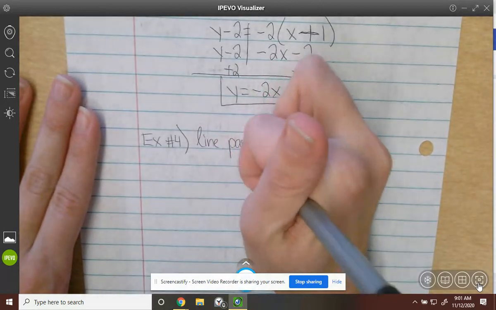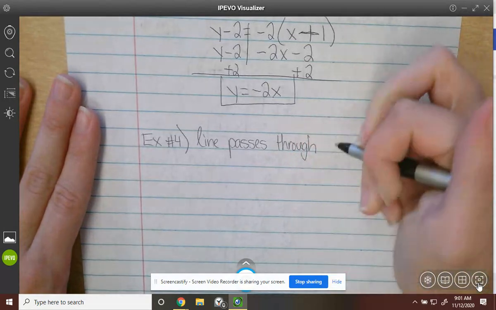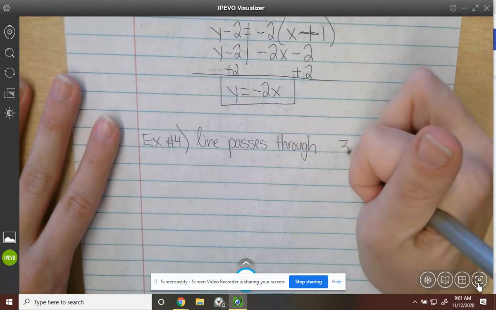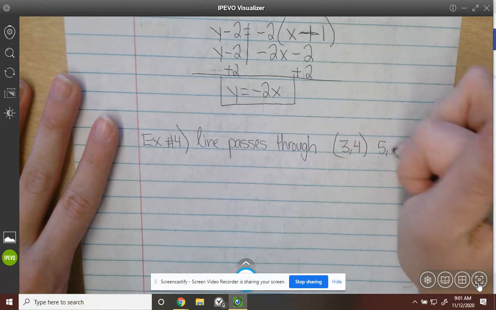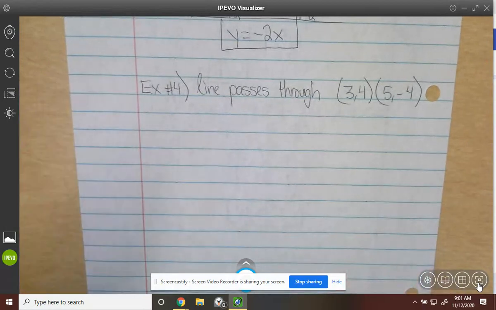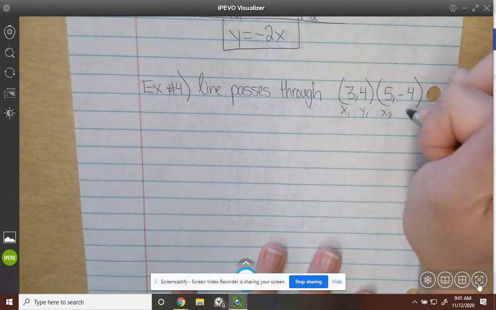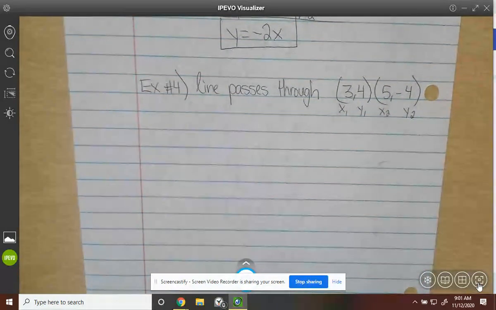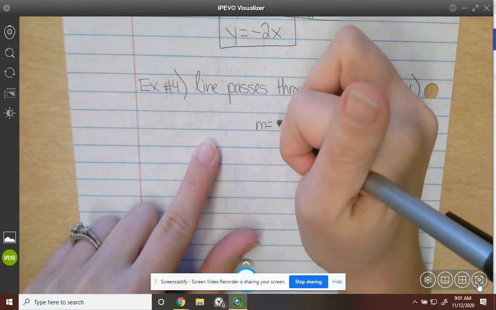Line passes through (3, 4) and (5, -4). Okay, find your slope. Okay, I really want you to pause this and find slope on your own, see if you can get it right. Okay, hopefully you paused it, you found slope. m equals -4.